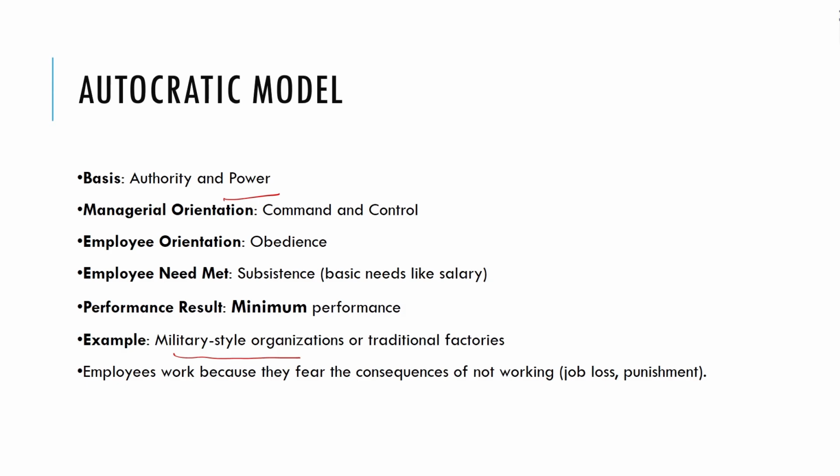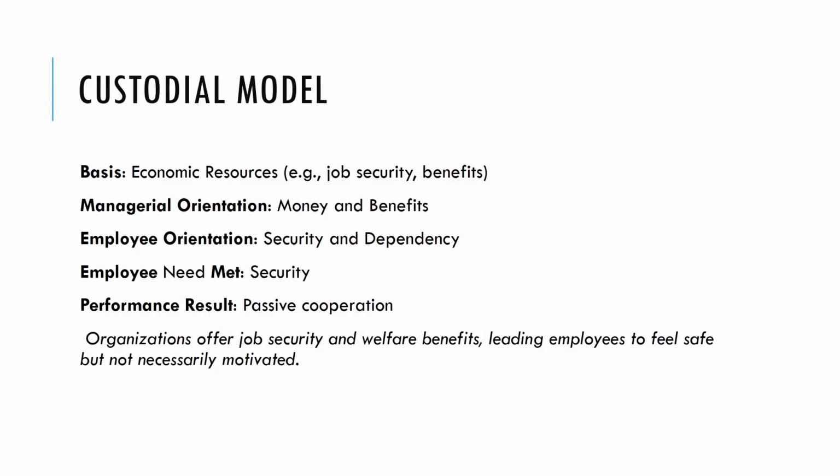So employees work because they fear the consequences of not working, or maybe they are being given punishments, or they fear that they would be losing their jobs. So this is the very first model where the organization creates a kind of setup and enforces the employees to do whatever is being given. Another model is known as the custodial model.